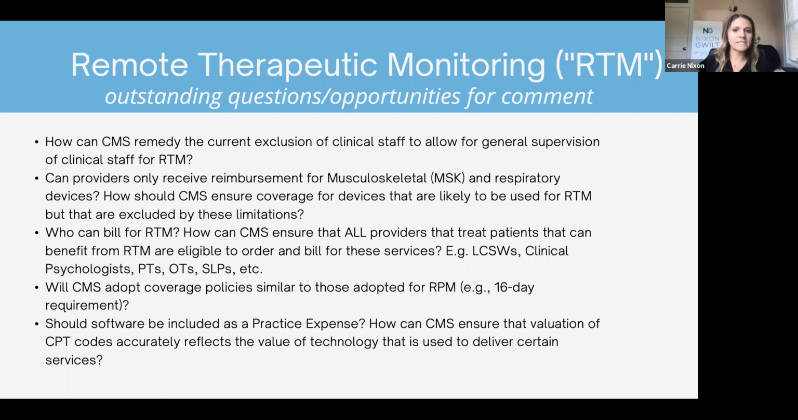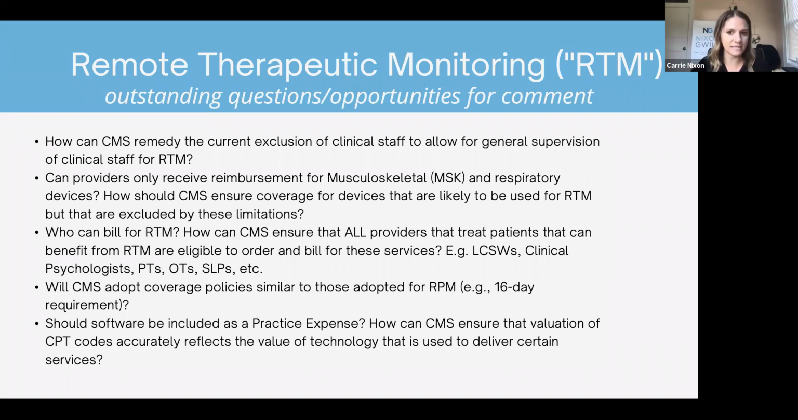The first and foremost: how can CMS remedy the current exclusion of clinical staff to allow for general supervision for RTM? If you're going to be submitting comments, which you all should, I highly encourage you to think about this. How can CMS restructure these codes, or what's the language that we need to see in that final rule to allow providers to leverage clinical staff on an outsourced basis to help with RTM? How can they make sure that they can use a third party to monitor data as it comes in and escalate things when necessary?